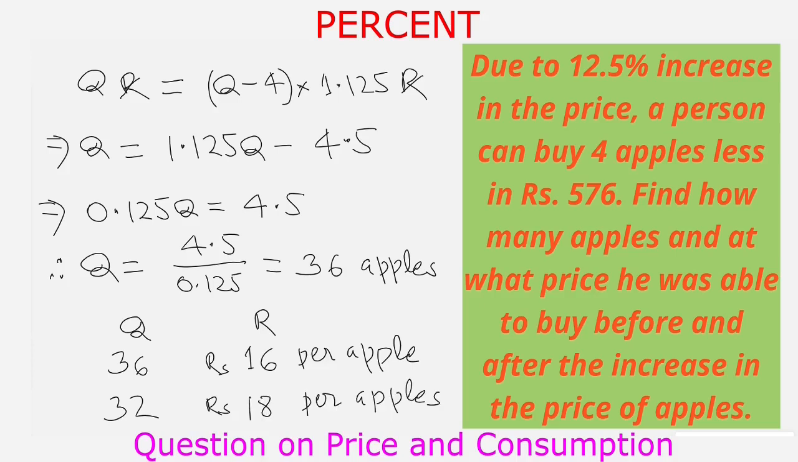We can verify it. 12.5% is 1/8. 1/8 of 16 is 2. And 16 plus 2 is 18. The earlier price was 16 and the new price is 18. This way we can verify it. Now we solve this question by the shortcut method.